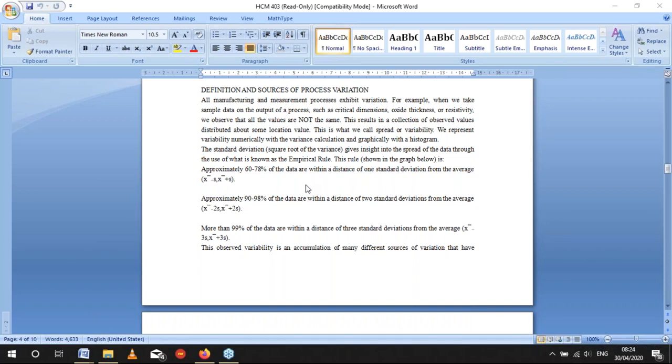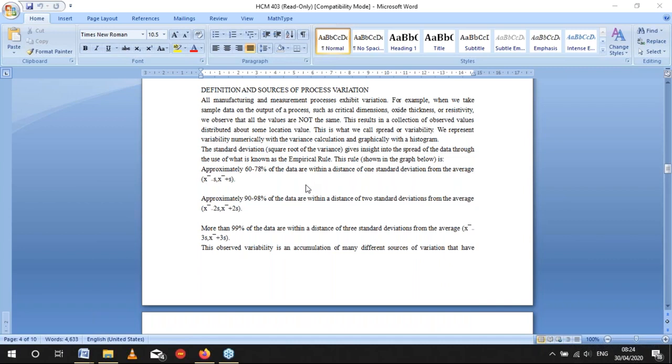For example, we use standard deviation to have an insight into the spread of the data through the use of what is known as the empirical rule. Don't bother yourself about the words empirical rule. I'm only explaining.